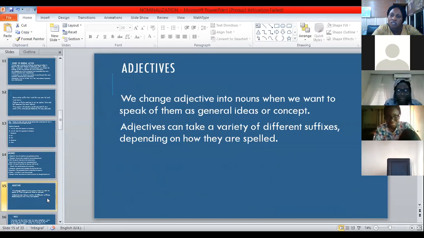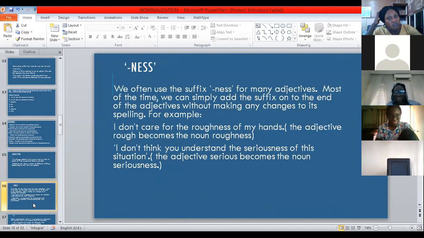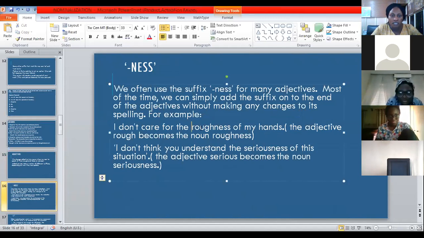Adjectives can take a variety of different suffixes depending on how they are spelled. Let's take a look at some examples. We often use the suffix ness, that is N-E-S-S, for many adjectives. Most of the time, we can simply add a suffix onto the end of the adjective without making any changes to the spelling. For example, I don't care for the roughness of my hands. The adjective rough becomes the noun roughness. How did we arrive at the noun roughness? By adding the suffix ness.